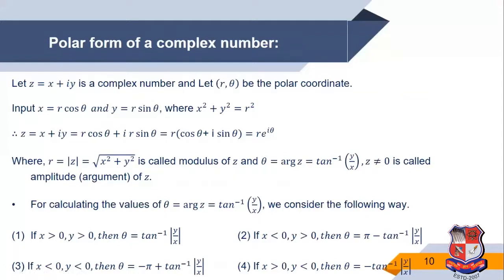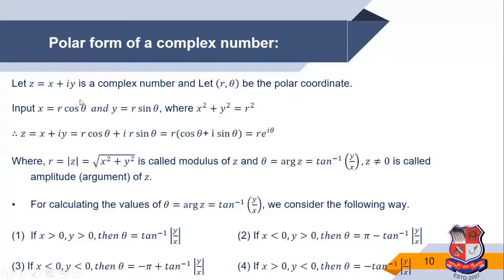Now the next topic, the polar form of a complex number. So what is the polar form? How to convert any Cartesian form into the polar form? Let z = x + iy be a complex number, and let r and theta be the polar coordinates. We find the polar form of a complex number.